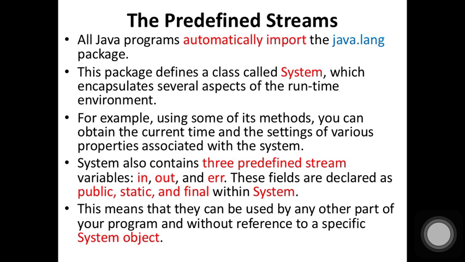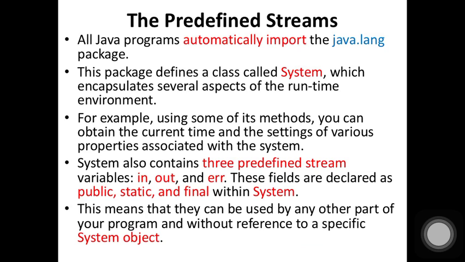And one more: predefined streams. We have come across byte streams and character streams, and one more is a predefined stream that is defined automatically by the system. It imports the java.lang package by default, and there we have one class with the name System, which encapsulates several aspects of the runtime environment. For example, obtaining the current time and the settings of various properties are all defined inside the System class. Usually you can use System.in for reading a value, System.out for writing or printing a value, and so on. The System class defines three predefined streams: in, out, and err.